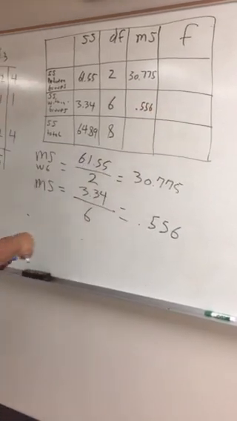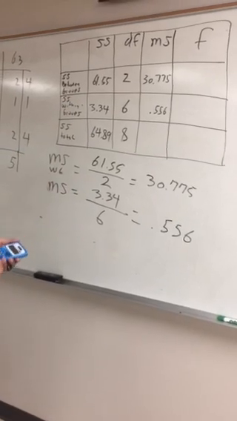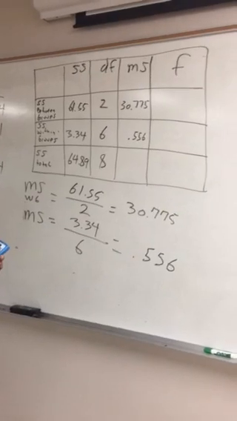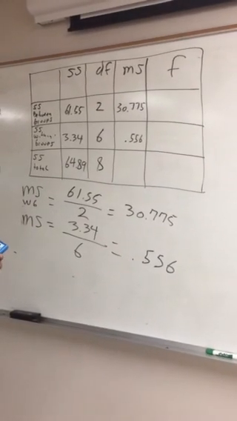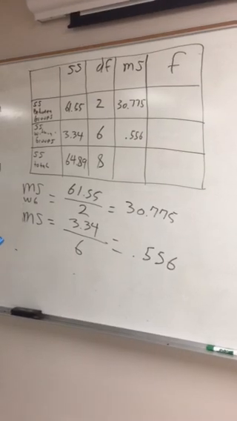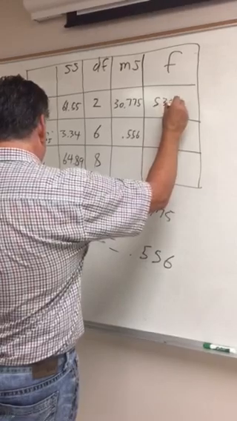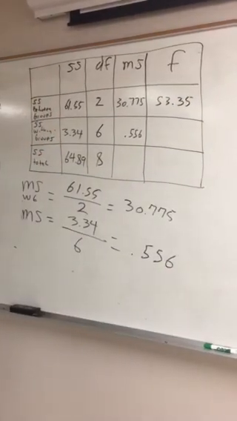0.556. And now to find my F ratio, I will just divide 30.775 over 0.556 gives me a value of 53.35.